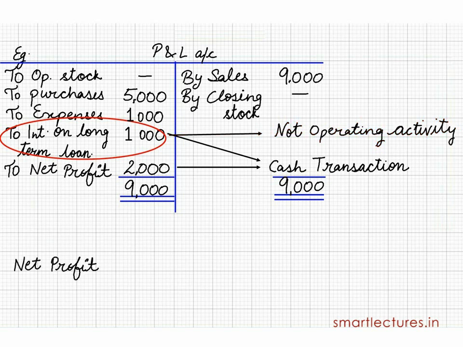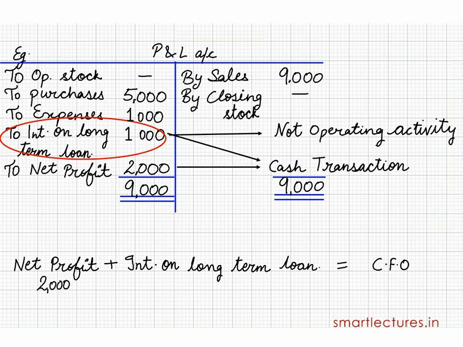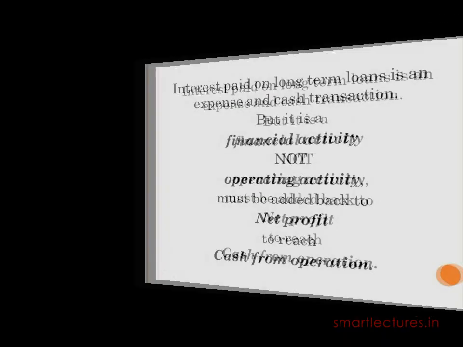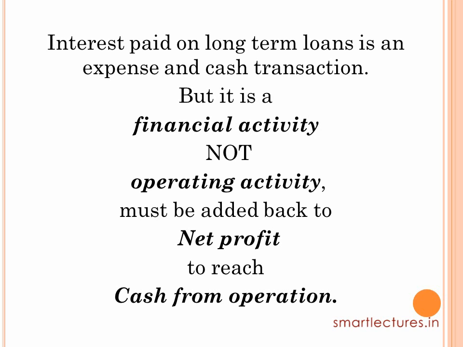So what's the formula? What's the way? Take the net profit and add back this interest on long-term loan of rupees 1,000. You will be at net profit which is purely based upon cash transactions and operating activities. So 2,000, I mean to say net profit, plus interest on long-term loan 1,000, total 3,000. This is the cash from operation.